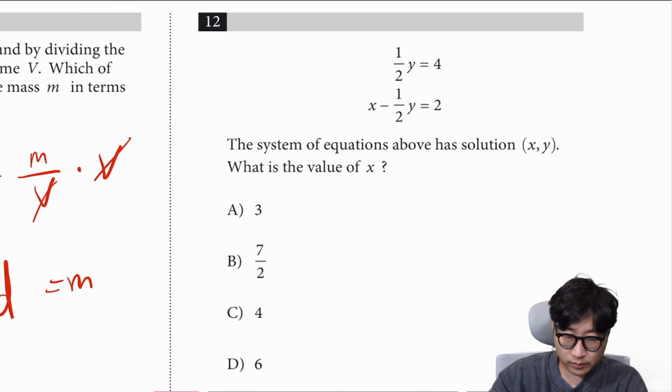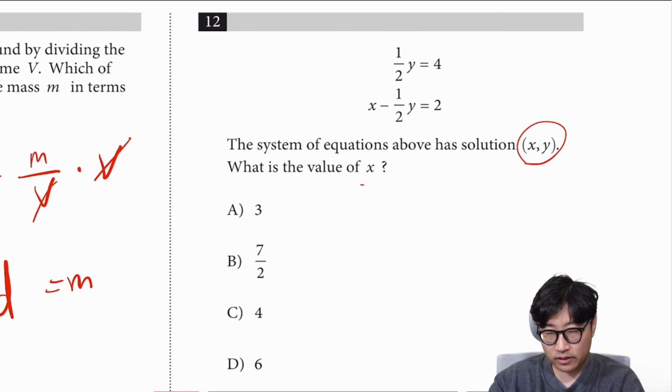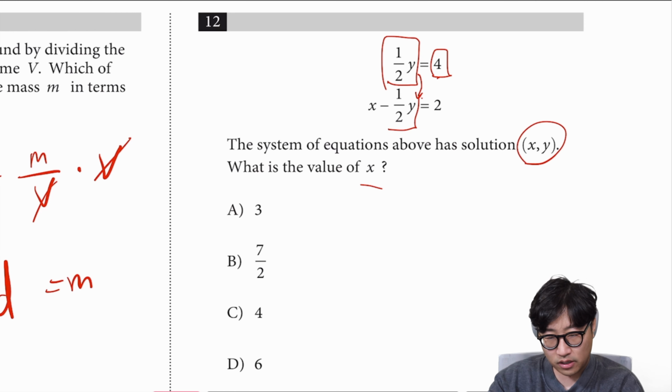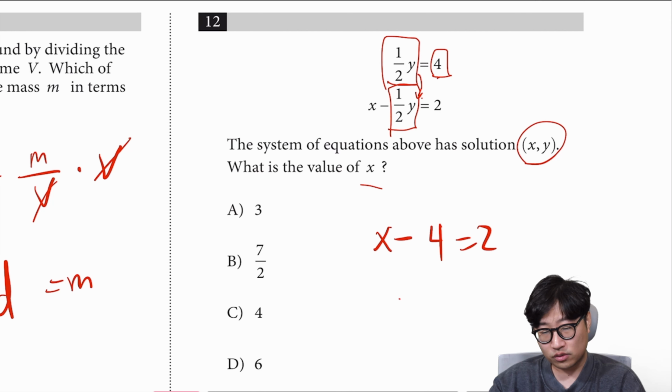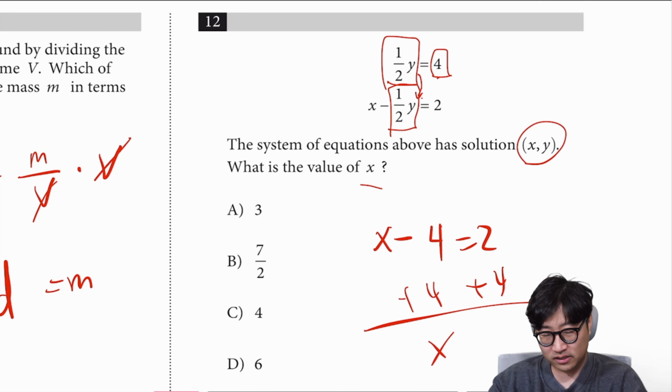Number 12, the system of equations has solution (x, y). What is the value of x? So you see that 1/2 y is equal to 4, right? So you can just replace that over there. That'll be x minus 1/2 y, which is 4, and that's equal to 2. So just add 4 on both sides, and there you have it, x is equal to 6. Easy.